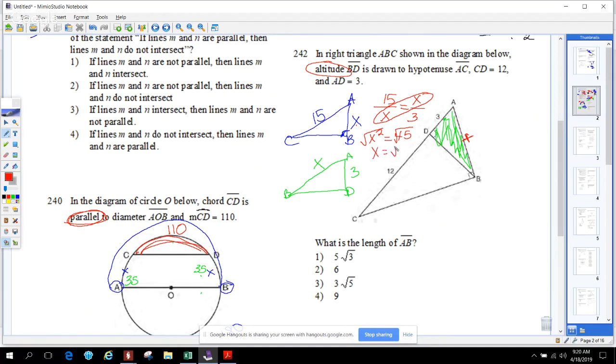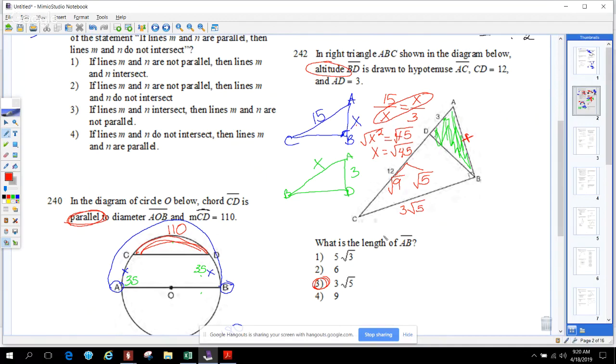Now, hopefully by now you remember how to separate this out. We know that 9 and 5 gives us 45. So the square root of 9 is 3, and this square root comes down. So our answer is choice 3.